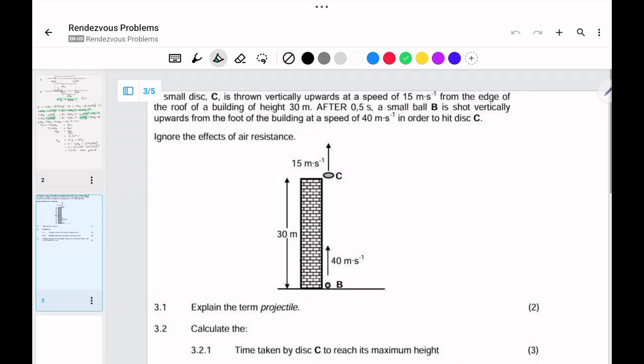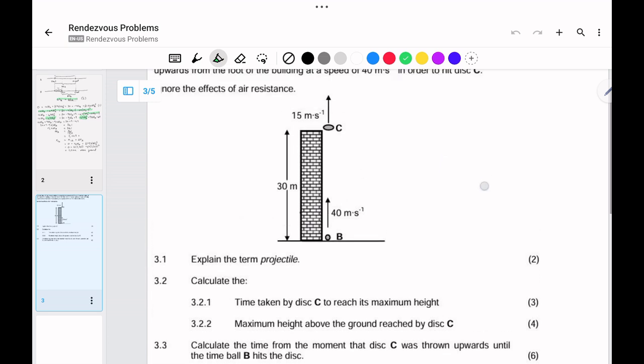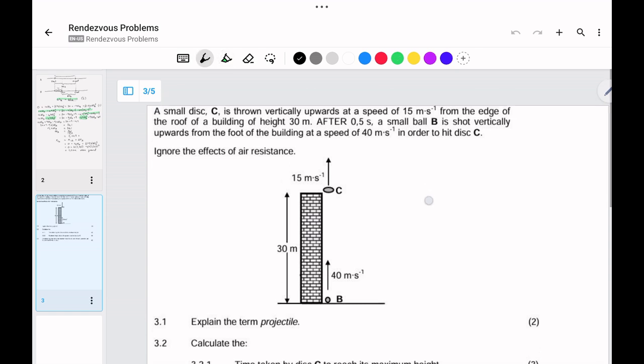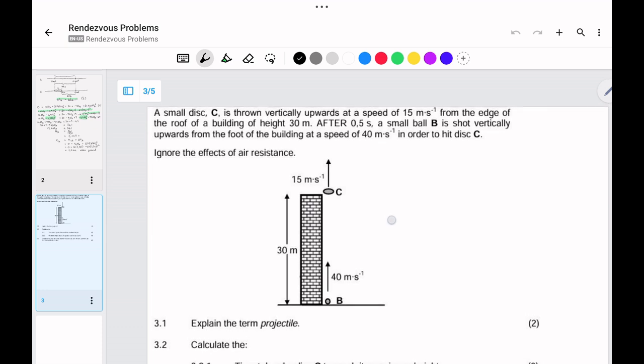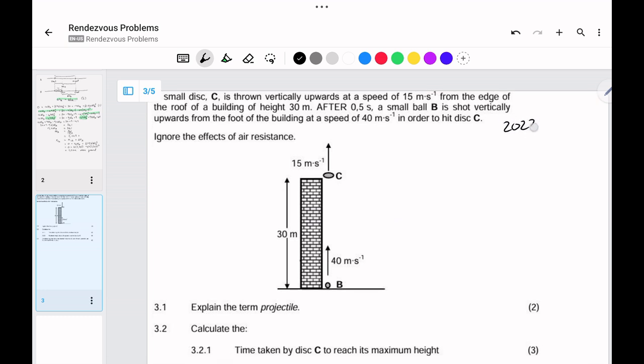Okay, so I want to very quickly look at two more problems. In this one, a small disk C is thrown vertically upwards at a speed of 15 meters per second. By the way, this is from the 2022 supplementary paper.